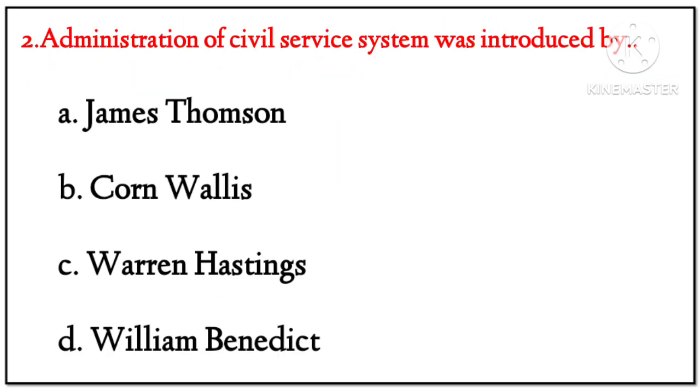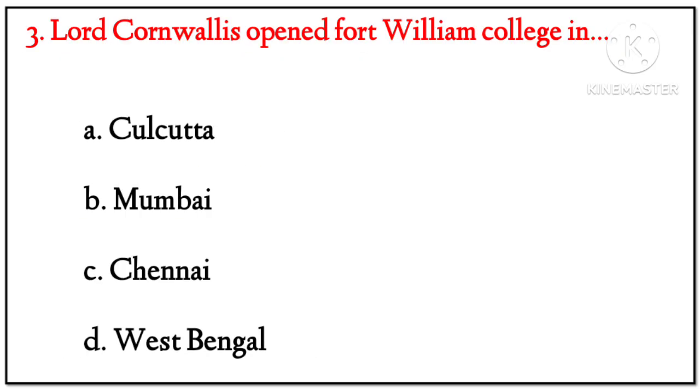Second one: the administration of the civil service system was introduced by, options: James Thomson, Cornwallis, Warren Hastings and William Bentinck. Our right option is the second one, Lord Cornwallis. Third one: Lord Cornwallis opened Fort William College in, options are Calcutta, Mumbai, Chennai, West. Our right option is Calcutta.